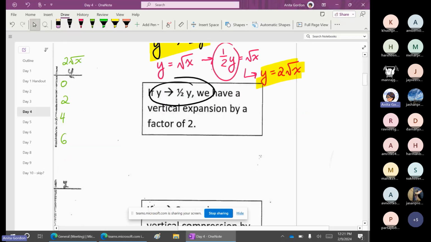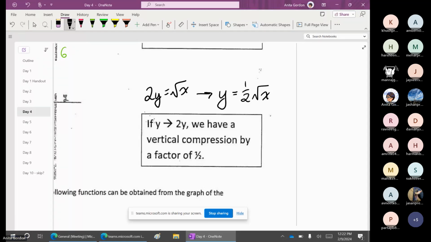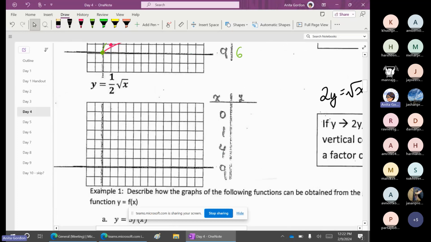Okay, and then in our third example, I'm doing exactly the same thing. If I have 2y equals the square root of x, then when I solve for y, I'm going to get 1/2 square root of x. I end up with a reciprocal there, right? And so when I have a reciprocal, then I have a compression. I'm going to be making it smaller. So what would the picture look like?